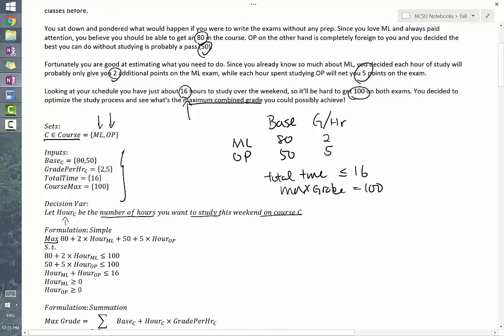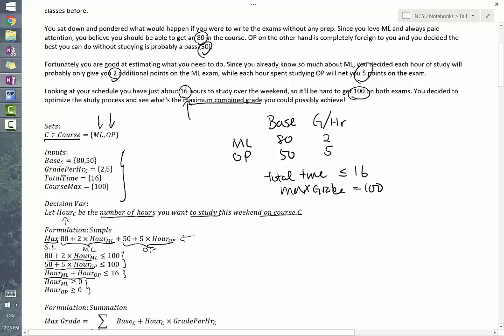So, what is the simple way to formulate this? We wanted to maximize grades, and what is grade? The grade is simply the summation between your grade in ML and your grade in OP. Your grade in ML is given by the base 80 plus 2 times the amount of hours you want to spend. Your grade in OP is the base 50 plus 5 times the amount of hours you want to spend. So you would like to maximize this, but you have constraints. Specifically, the amount of grades in each course cannot be over 100. And the total hours you're studying cannot be greater than 16. And finally, you should not be having negative hours.